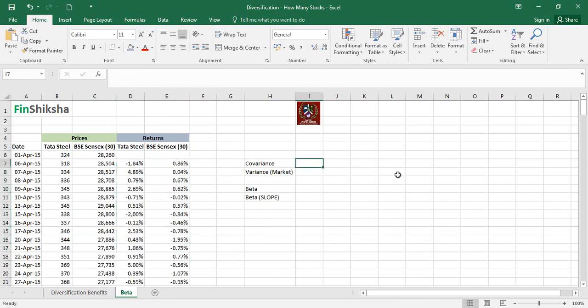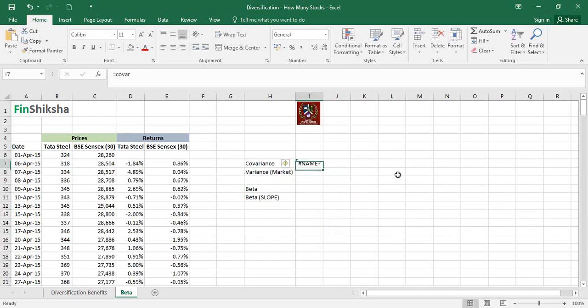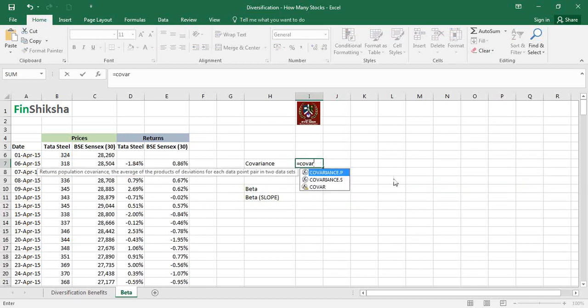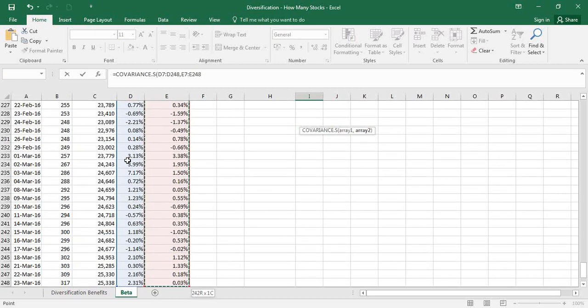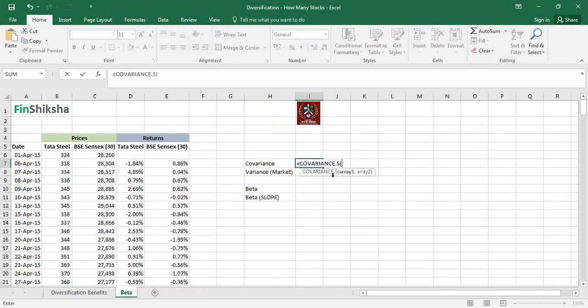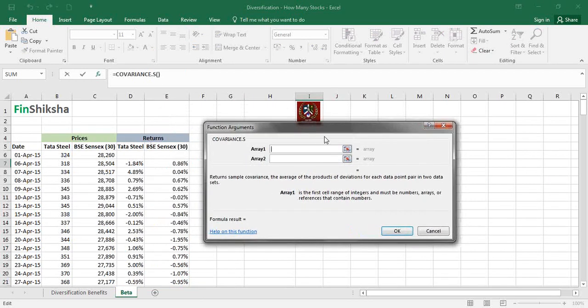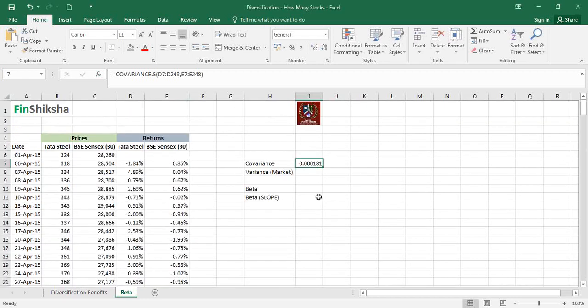Can we now find out what is the covariance between these two data points, right? For that, we can use a function called covar. We can use covar or we can use covariance.S, anything is fine. Covariance requires two arrays. So we'll use covariance.S and open the function arguments. You see these arrays coming in. In array 1, just select the entire returns of Tata Steel. In array 2, just select the entire returns of the market and click on OK. That's the covariance we find.